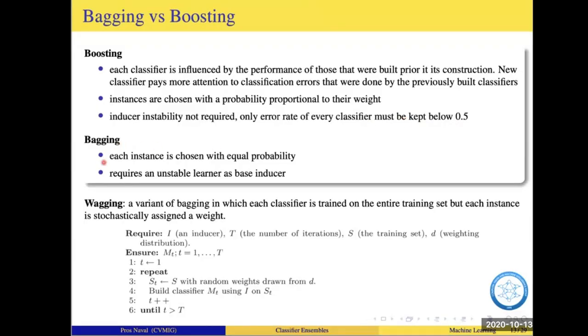Bagging, on the other hand, has the following: each instance is chosen with equal probability, and this requires an unstable learner as base learner. So that's bagging. For boosting, you need a weak learner.